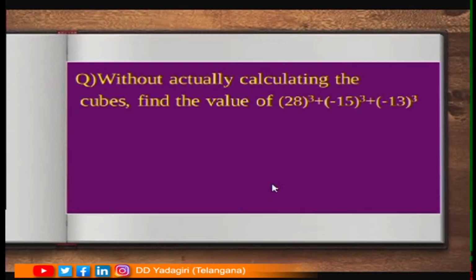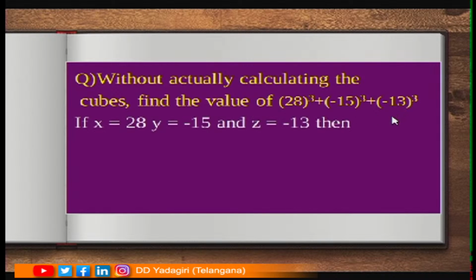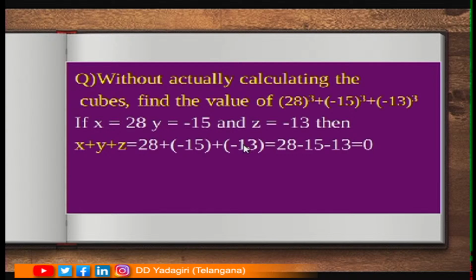So, let us take an example without actually calculating the cubes. Find the value of 28 cube plus minus 15 whole cube plus minus 13 whole cube. We are going to find the value of this without actually finding 28 cube, minus 15 cube and minus 13 cube. So, let us see here, you take the first one as x, second one as y and third one as z. So, x is equal to 28, y is equal to minus 15 and z is equal to minus 13. Now, just add up all these three values. So, x plus y plus z, what are you going to get? So, 28 minus 15 minus 13, when you add up, you are going to get 0.